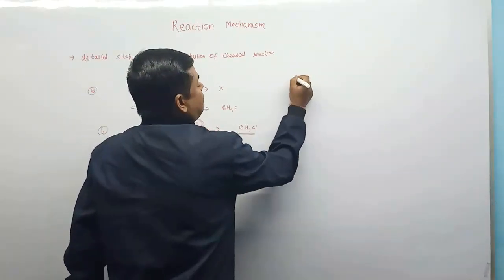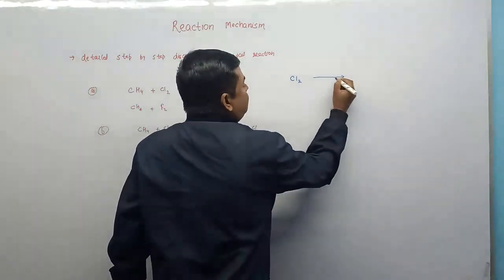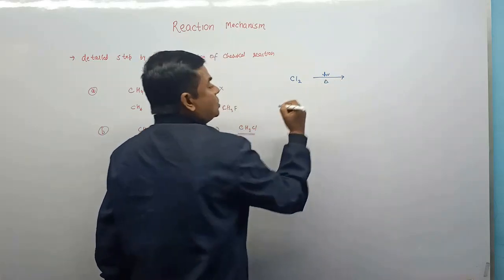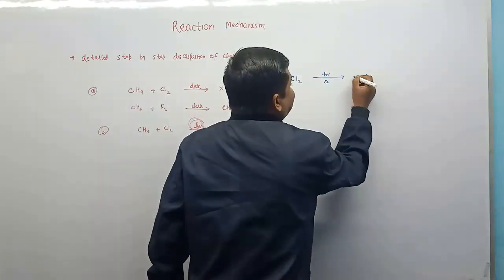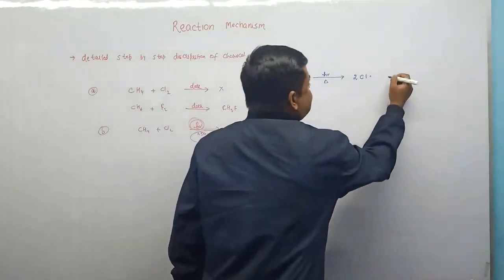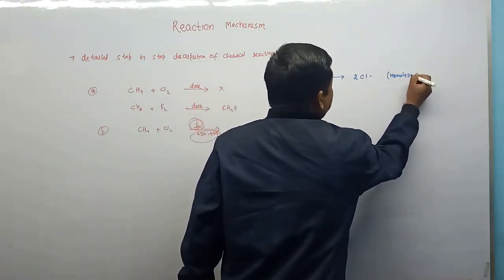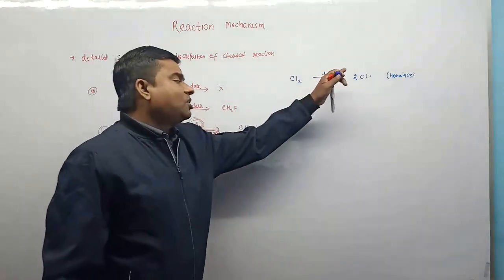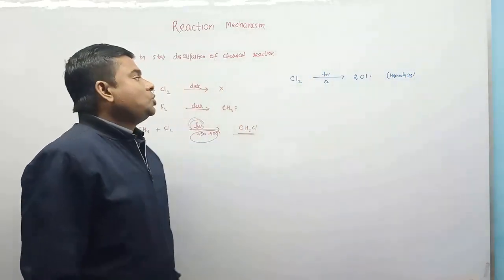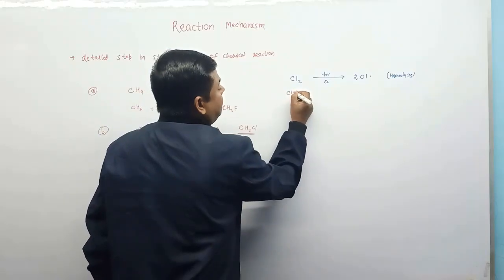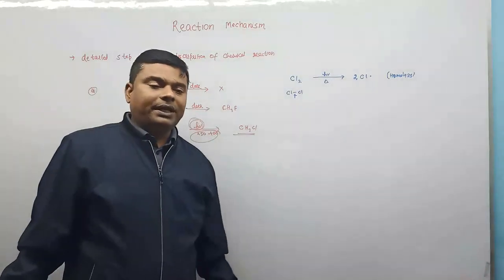So the first step in the reaction mechanism involves chlorine. Chlorine, when induced with heat or light, undergoes homolytic fission. So we get two atoms of chlorine. This is homolysis. Here the role of ultraviolet light or heat is to supply energy in order to break the bond between chlorine and chlorine. So energy must be provided in order to break the bond between chlorine and chlorine.